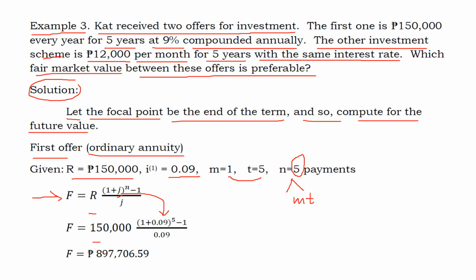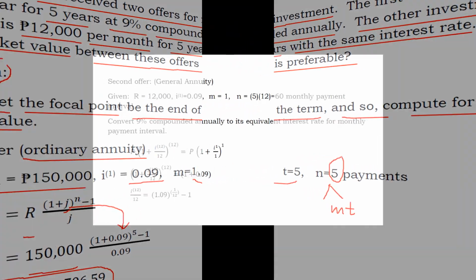If we substitute, that is 150,000 multiplied by 1 plus 0.09 raised to 5, minus 1, all over 0.09. So F now is equal to 897,706.59 pesos. That will be your future value for the first offer.